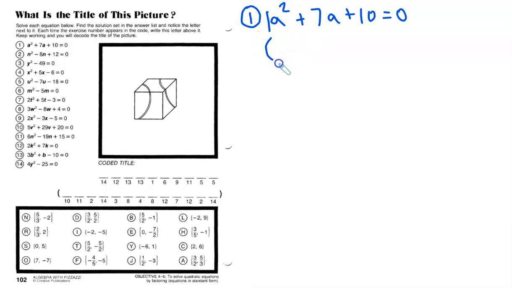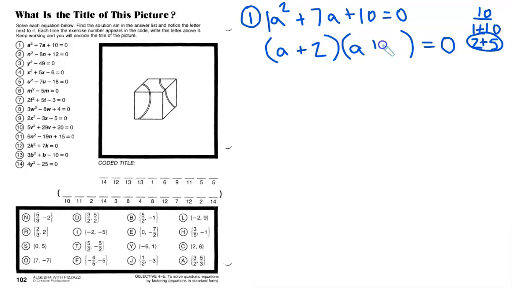So next step is to factor. I'm going to set up my a's and my a's. I'm going to slide front to back. 1 times 10 is 10, 2 times 5, and that's it. I need to add them together to get a 7. Obviously, 2 plus 5 is 7. So plus 2, plus 5. Okay, I factored it. Step 3 is set the factors equal to 0. So I have a plus 2 equals 0, and a plus 5 equals 0.